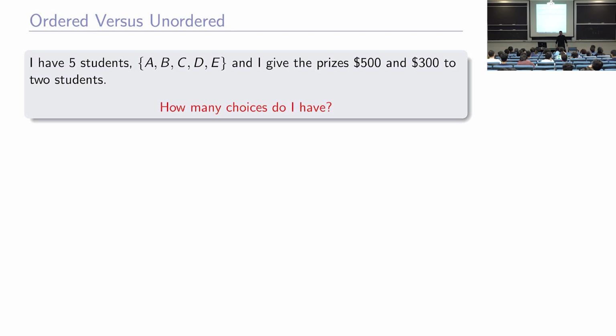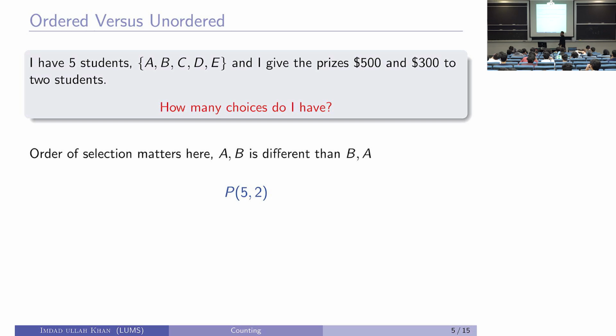Fill up these 2 boxes. The $500 box, remember that Olympic stand? Who is going to stand on the $500 stand and who's going to stand on the $300 stand? How many choices do I have for the $500 box? 5. For each choice of the $500 person, how many choices do I have for the $300 box? 4. So it's 5 times 4, which is exactly how we define the number of ways you can arrange 2 objects out of 5 objects, P(5,2). P is a function that takes 2 parameters. The first one is n, the second one is r.